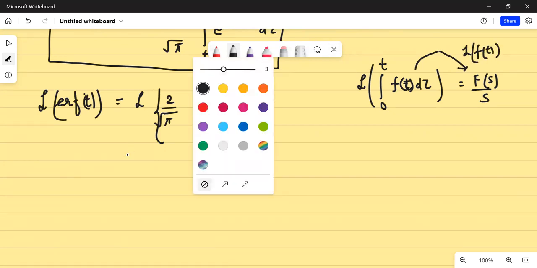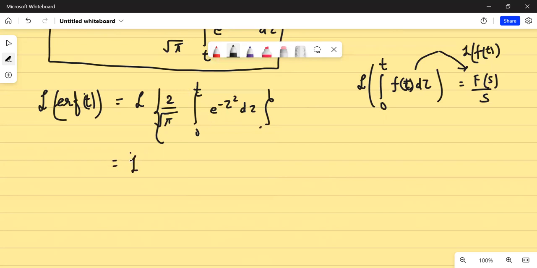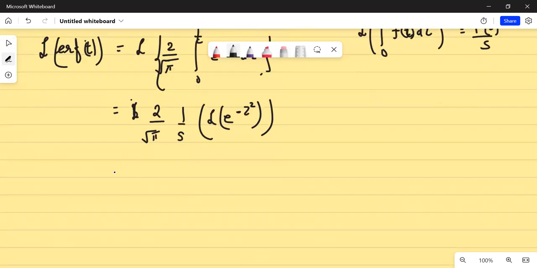Okay, now if I want to write the Laplace transform of this particular function, this will be equal to 2 upon root over pi, 1 upon s, and Fs means the Laplace transform of e to the power minus z square, right? Fs upon s, so Fs is the Laplace transform of e to the power minus z square. This is how it would be. So I'll write it this way, 2 upon root over pi, 1 upon s, Laplace transform of e to the power minus z square. The Laplace transform of e to the power minus z square is integration from 0 to infinity, e to the power minus sz, e to the power minus z square, dz.